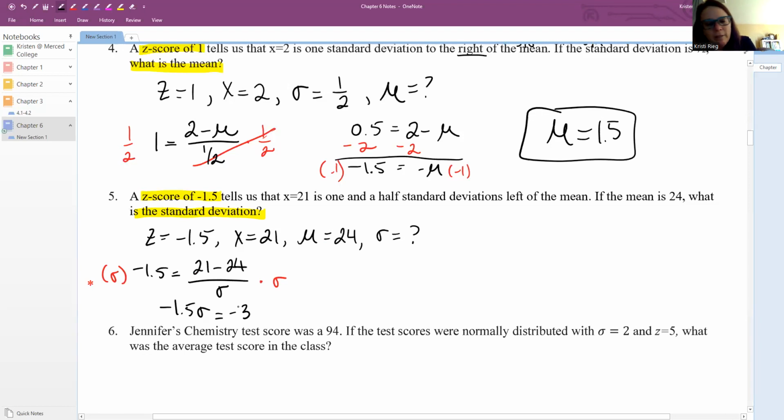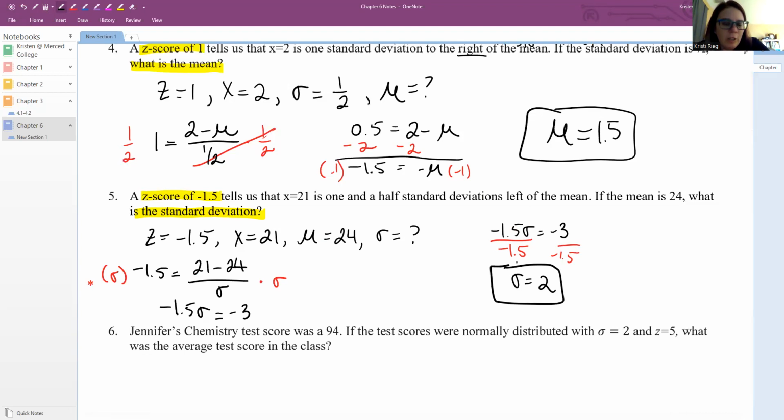Let me rewrite that where I have a little more room. Negative 1.5 sigma equals -3. So now I'm going to divide both sides by negative 1.5 because that is with my sigma. And we get sigma equals 2. All right, I'm showing every step. It's not necessary. You show as many steps as you need to show to get the algebra done.